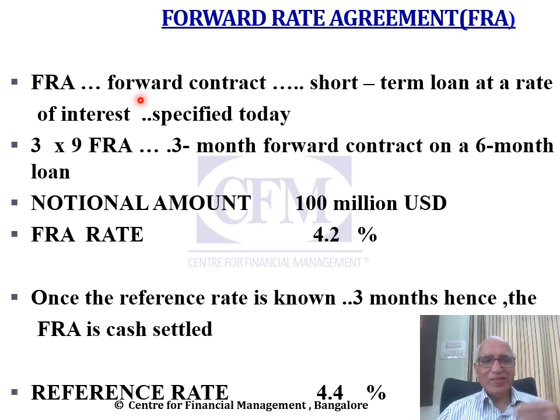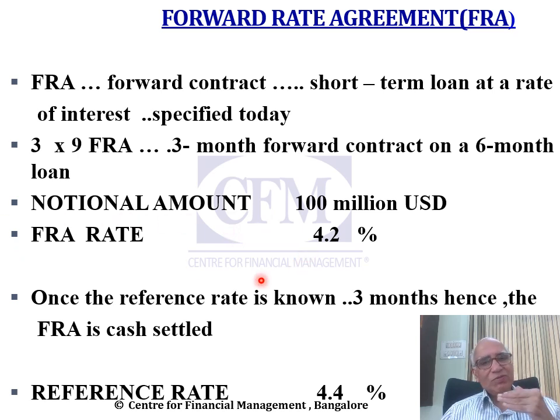A forward rate agreement or an FRA is a forward contract for a short-term loan at a rate of interest that is specified today. For example, a 3 to 9 FRA is a 3 months forward contract on a 6-month loan. The notional amount and the FRA rate have to be specified. Let us assume that the notional amount is 100 million USD and the FRA rate is 4.2%.